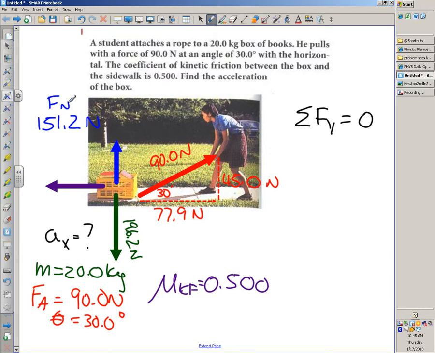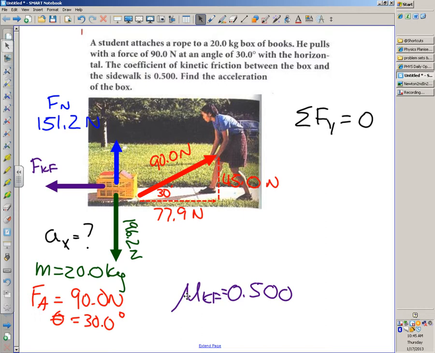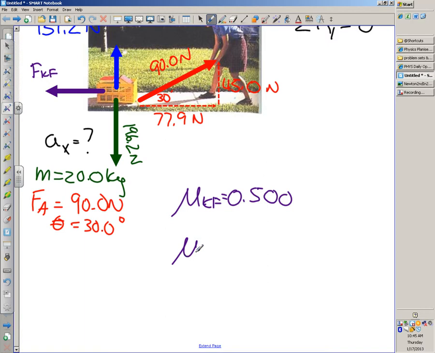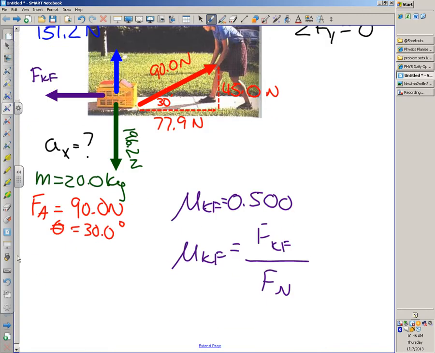Everybody making the connection about where we're going to go next? We have one force on this drawing that we don't know. It's the kinetic friction force. But the problem gave us the coefficient of friction. The coefficient of friction is defined, in this case, because it's kinetic friction, as F of k, instead of the F s max, over F of n. That's our definition of the coefficient of friction.